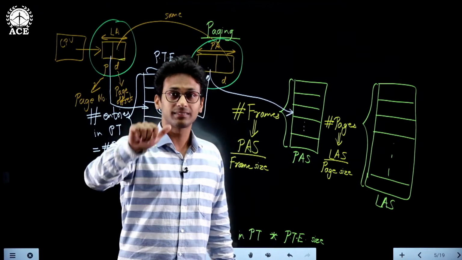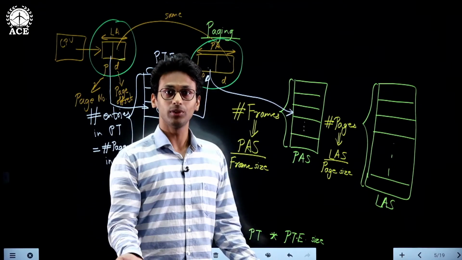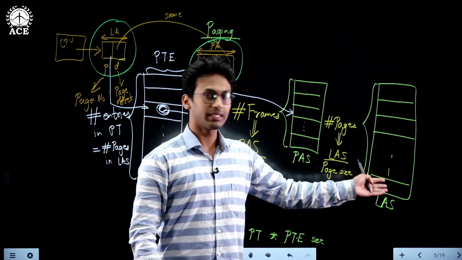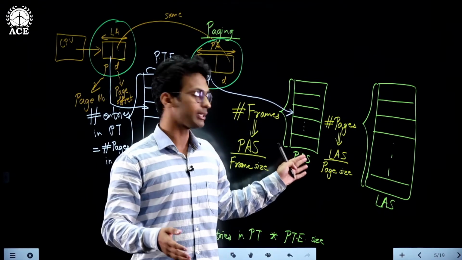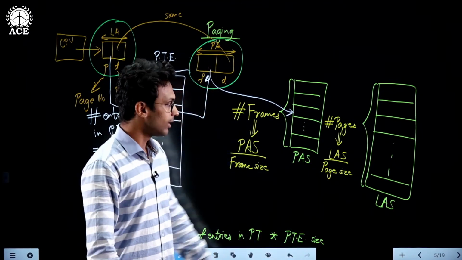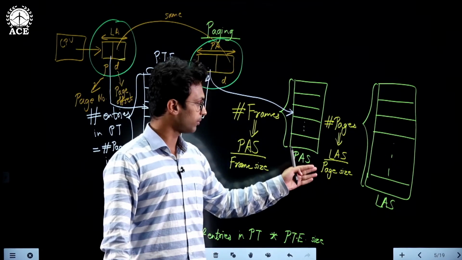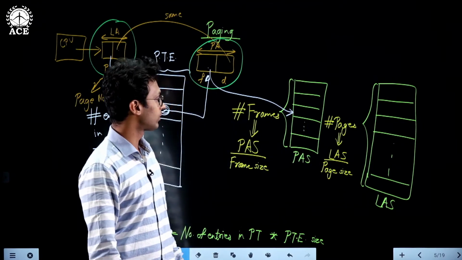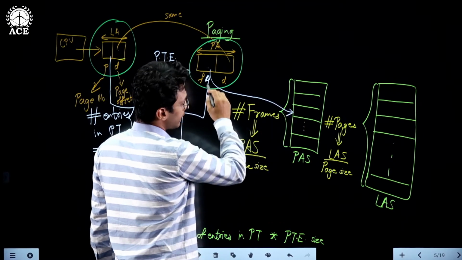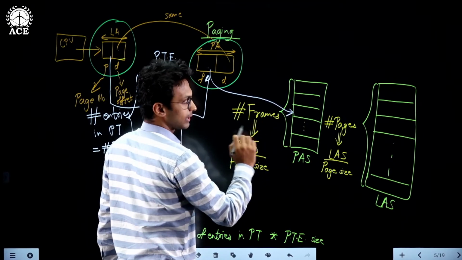Next question, page size and frame size, same or not? Same only. Page size is the same as frame size. When it is in the logical address space, we refer to it as a page. When it is in the physical address space, we refer to it as a frame, but both sizes are the same. At the end of the day, we bring pages from LAS to PAS, isn't it? So same only. Now, we are referring to a particular frame from the physical address space.